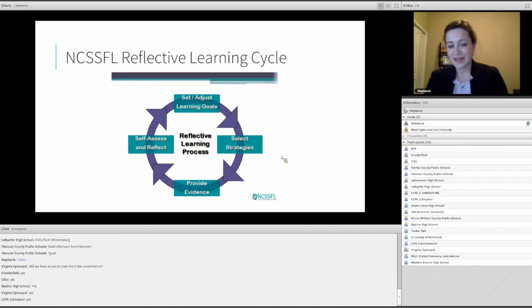The next step in portfolio learning and the reflective learning process is providing evidence. You say you've learned something, that's wonderful. Now, how have you learned it? Well, how can you prove that you've learned it? And lastly, self-assessment and reflection. Learning is a process. Language acquisition is a process. It's likely for our students that they need multiple pieces of evidence to reflect upon before they finally reach their goal.